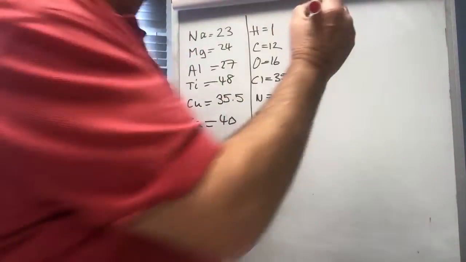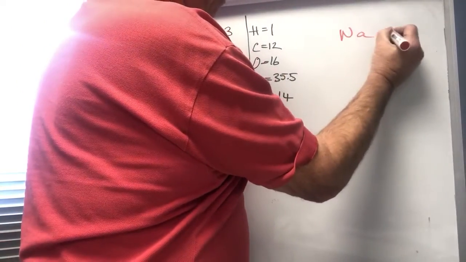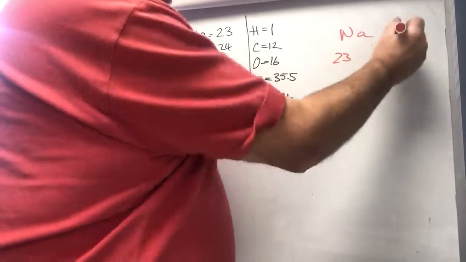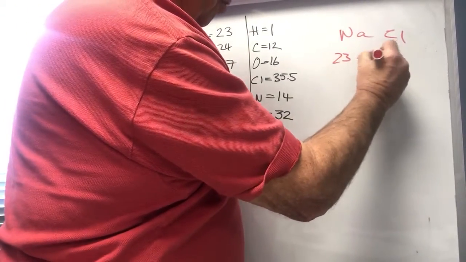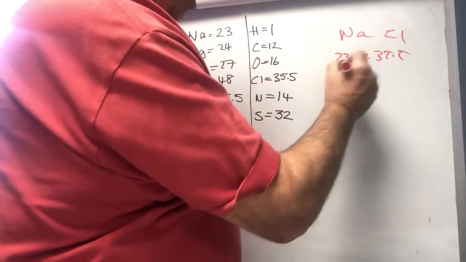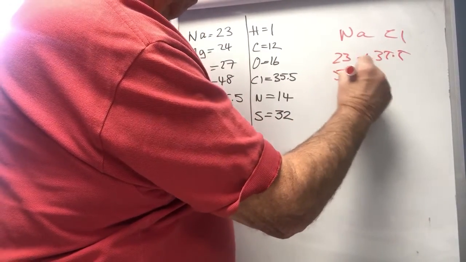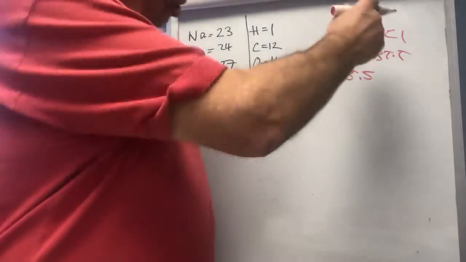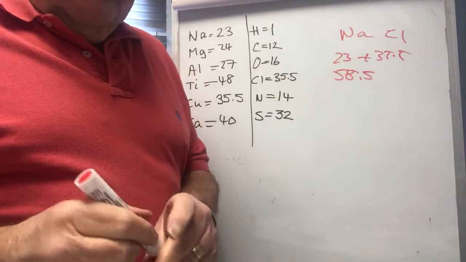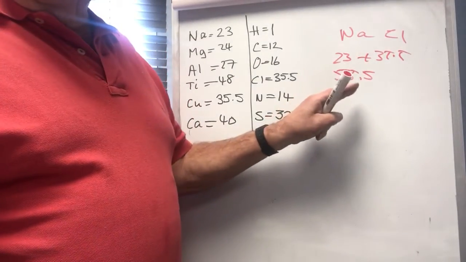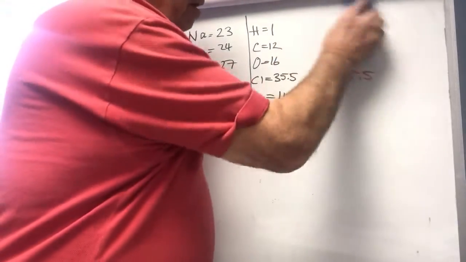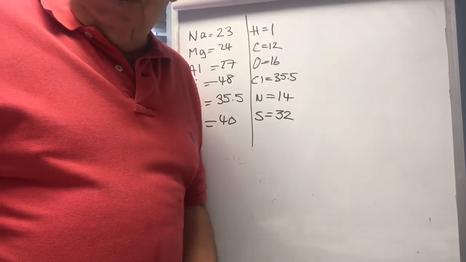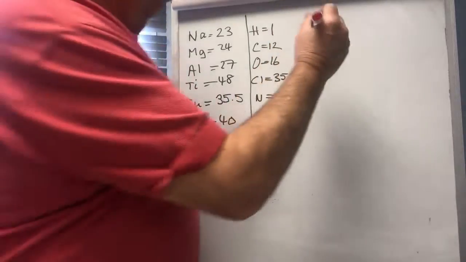Here is a simple one, sodium chloride. Atomic mass sodium 23, chlorine 35.5, add them together, that's 58.5. The relative formula mass of sodium chloride is 58.5.